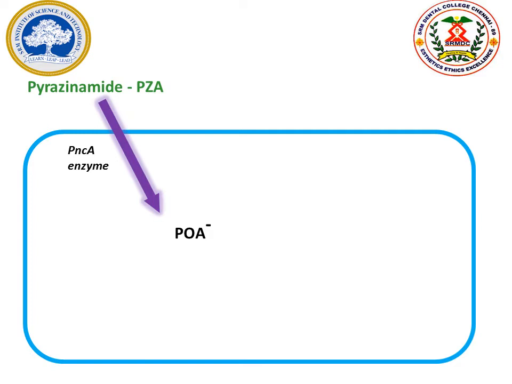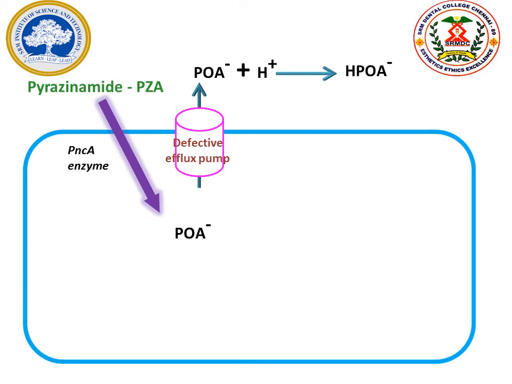The pyrazinoic acid is an active radical, but after forming pyrazinoic acid, some of it gets escaped outside the bacteria by the defective efflux pump that is present on the surface of the mycobacteria. After going out of the structure, it again binds with an H plus radical outside, and it forms an HPOA radical. This HPOA radical again enters the mycobacteria via passive diffusion.